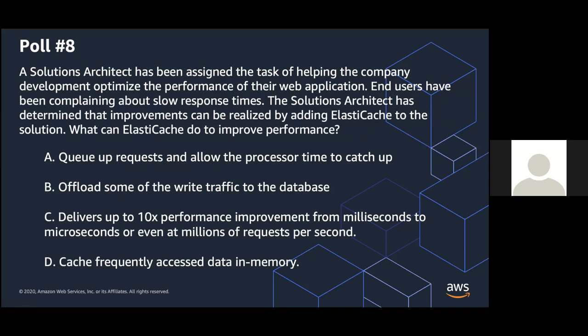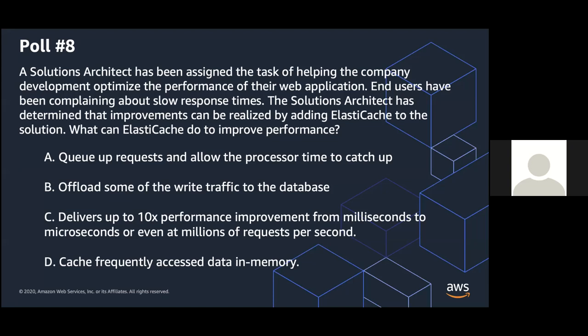So a solutions architect has been assigned the task of helping the company development optimize the performance of their web application. End users have been complaining about slow response time. The solution architect has determined that improvements can be realized by adding ElastiCache to the solution. What can ElastiCache do to improve performance in this scenario? So A is queue up requests and allow the processor time to catch up. Or B, offload some of the write traffic to the database. C, deliver up to 10 times performance improvement from milliseconds to microseconds, or even at millions of requests per second. Or D, cache frequently accessed data in memory. Those are the options.